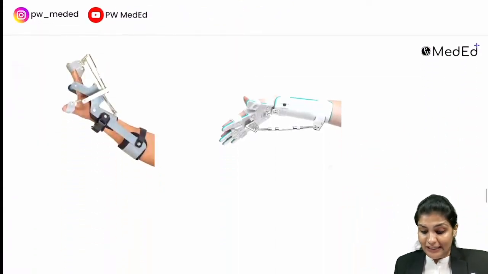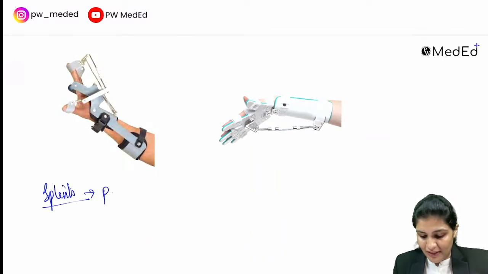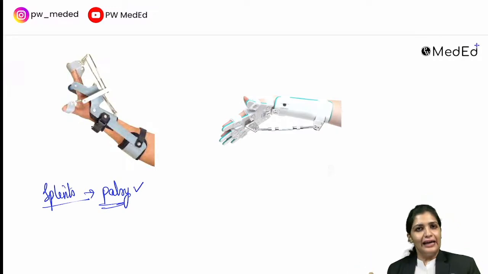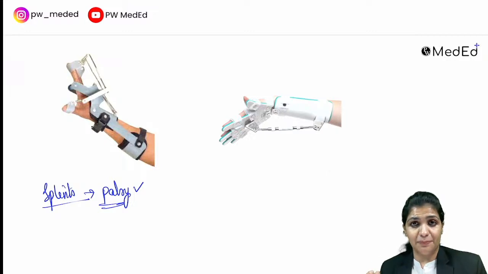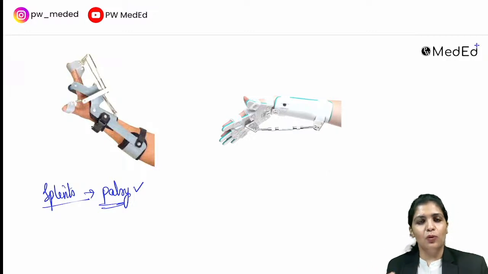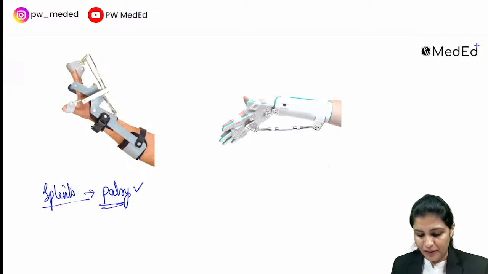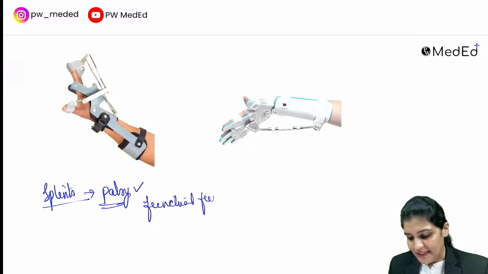So these are the splints which you use in case of your palsy. So whenever there is a palsy such as your radial nerve palsy or your ulnar nerve palsy, you use splints. So why? Because there is no nerve supply, the tendons will go into contractures, right? The tendons will become supple. So to maintain the tone of the tendons, you put them in the functional positions in case of your palsies, right? So for that you use the splints.